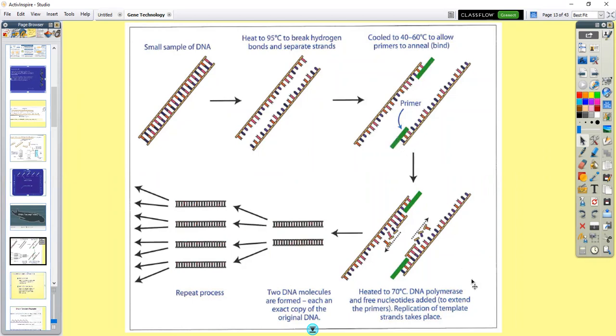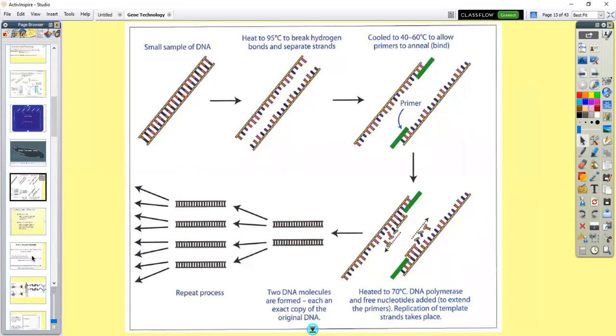Then you heat it up again in the presence of free nucleotides and DNA polymerase. That sticks the nucleotides to their complementary bases, a bit like if you remember back to DNA replication. And then you have 2 copies of that DNA, which are exact copies. Okay, you do that a number of times, and that makes many copies of your DNA. You can carry out all your different tests.